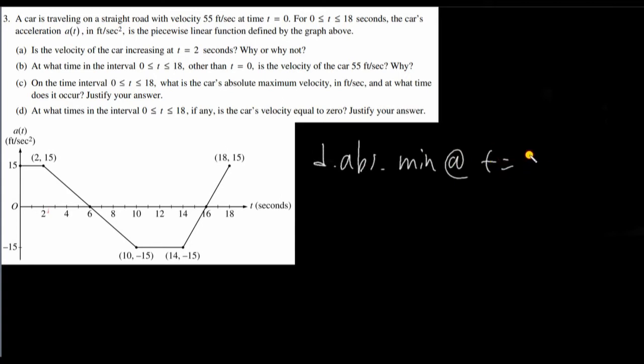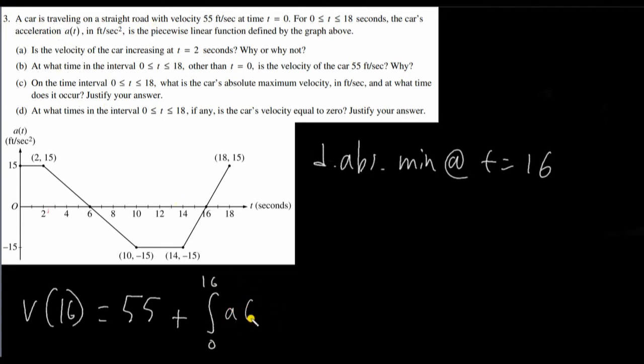at t equals 16. And what is the velocity at 16? Well, v of 16 equals the initial velocity plus the integral from 0 to 16 of a of t dt. So what's this net area here? Well, we know that the area from 0 to 6, that cancels with the area from 0 to 12. So I'm not even going to bother calculating those. I'm just going to calculate this area from 12 to 16.